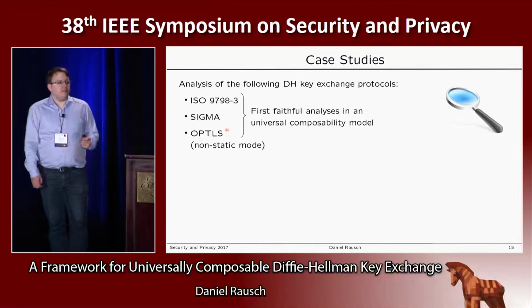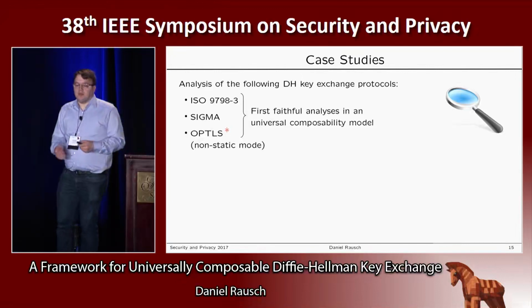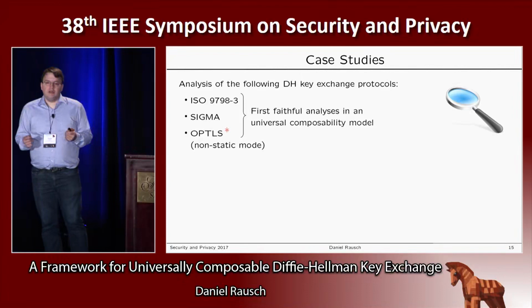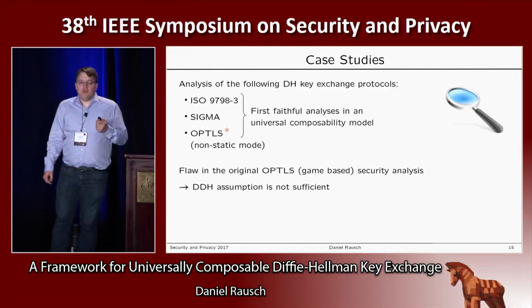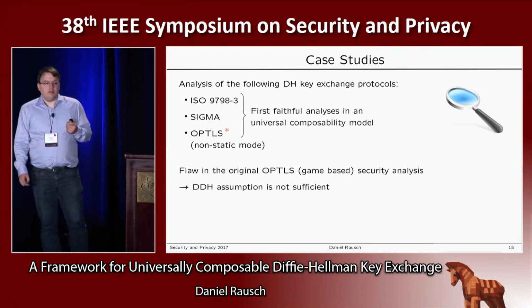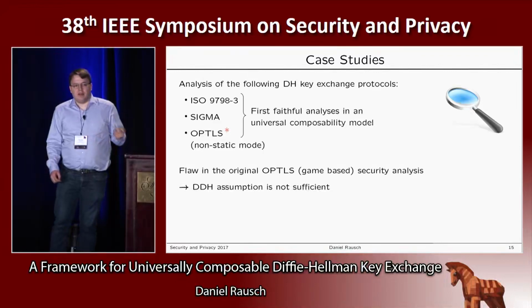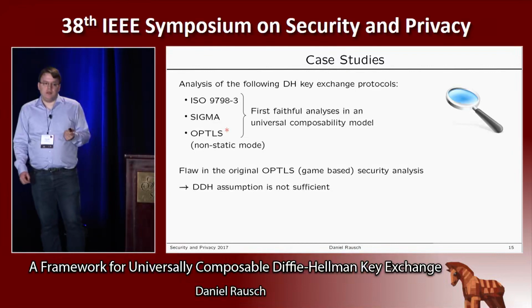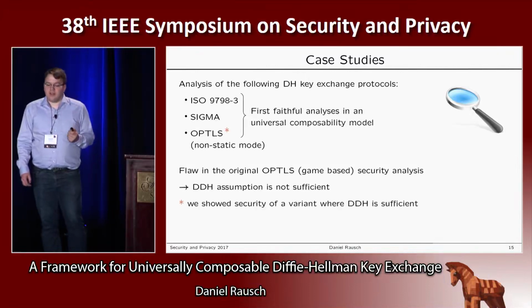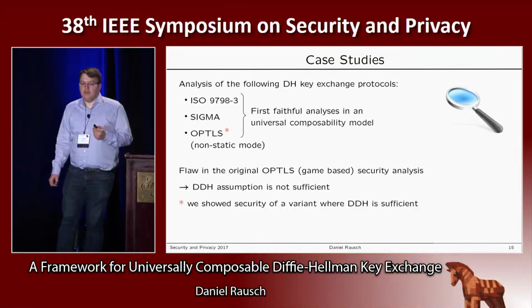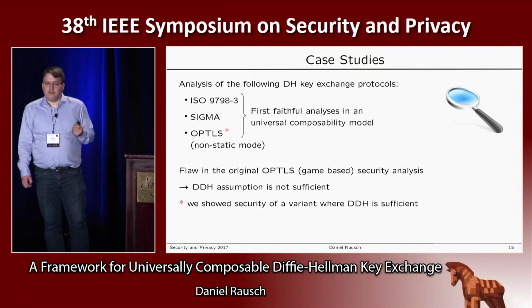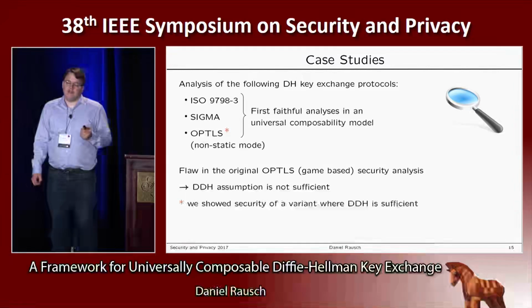In case of OPTLS, we tried to prove security. However, the proof didn't go through. So we looked at the original game-based security proof, and we found a flaw. Namely, the original game-based proof used the decisional Diffie-Hellman assumption. However, we noticed that this assumption is indeed not sufficient to prove security of this protocol. So what we did, since Fcrypto is based on the decisional Diffie-Hellman assumption, we analyzed a slight variant of the protocol and then showed for this variation that it is indeed sufficient to use the decisional Diffie-Hellman assumption to show the security.